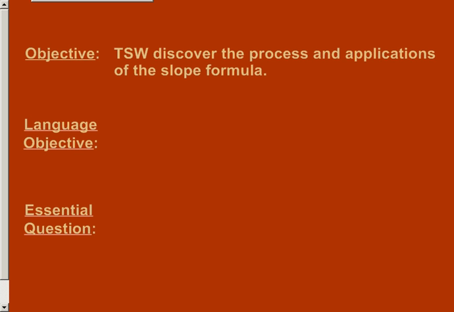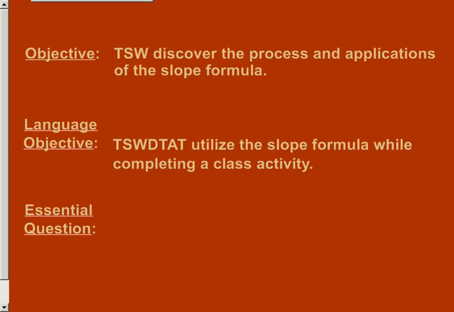The stated objective is the student will discover the process and applications of the slope formula. With any luck, you remember having worked with slope before in your discussions of the slope-intercept form for graphing a line. The student will demonstrate the ability to utilize the slope formula while completing another class activity. And the essential question: can I find the slope of a line in a graph?